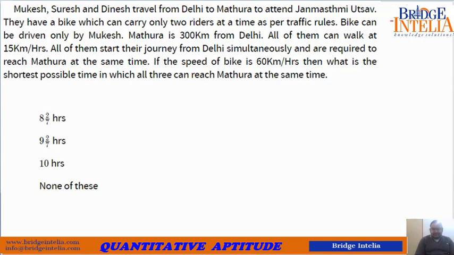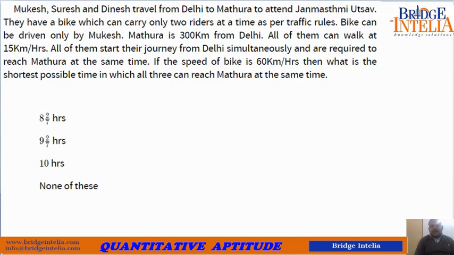So Mukesh, Suresh and Dinesh travel from Delhi to Mathura to attend Janmashtami Utsav. They have a bike which can carry only 2 riders at a time as per traffic rules. Bike can be driven only by Mukesh. So Mathura is 300 kilometers from Delhi. All of them can walk at 15 kilometers per hour. All of them start their journey from Delhi simultaneously and are required to reach Mathura at the same time.